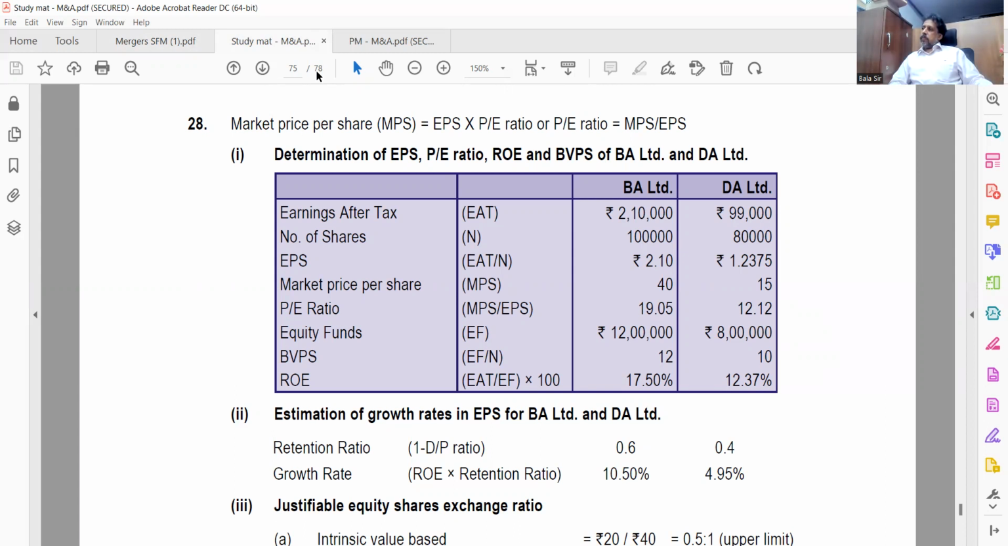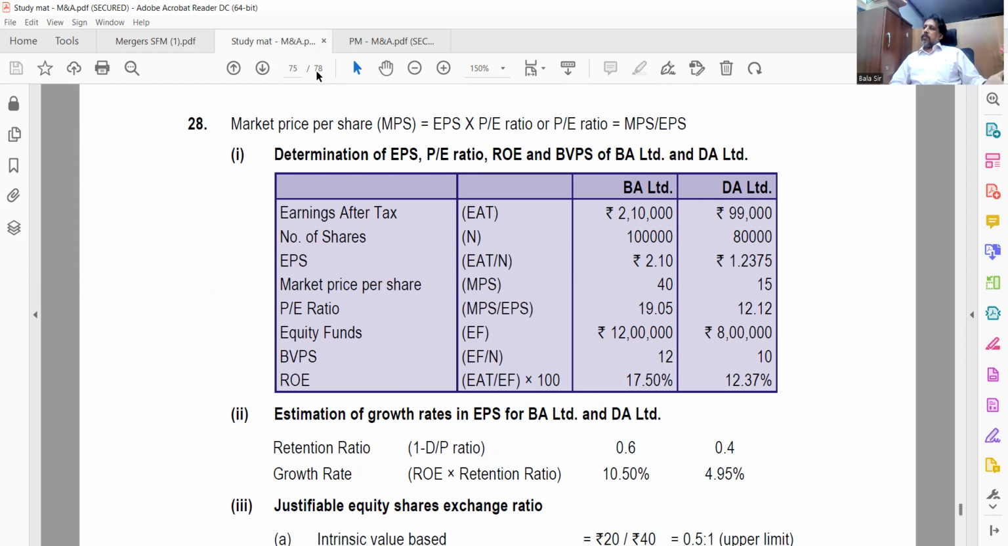Their earnings per share is 2.1 and 1.2375. This part is clear. Next, the market price per share is given as 40 rupees and 15 rupees in the question. Then the PE ratio is 19.05 and 12.12. You get 19.04 and so on, rounded to 19.05 times the price earnings multiple. For the other company, 15 rupees divided by 1.2375 gives 12.1 times.